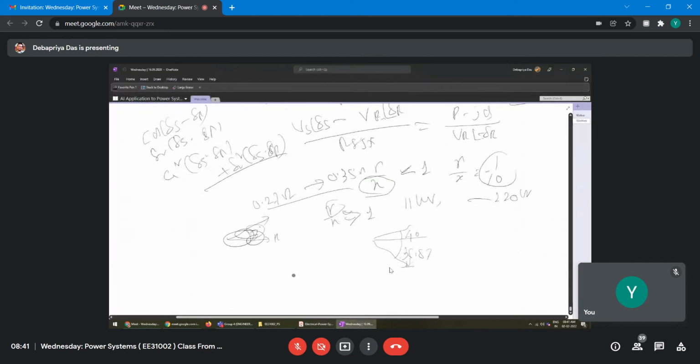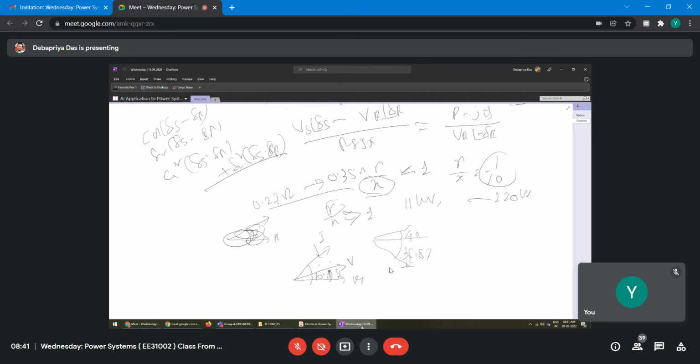That means this is your reference line, right? And I think this was current. It was 10.23 degree something, and this is voltage. So you have to take the angle between the voltage and current. So 10.23 minus 5 point something, right? So that will be your power factor angle.